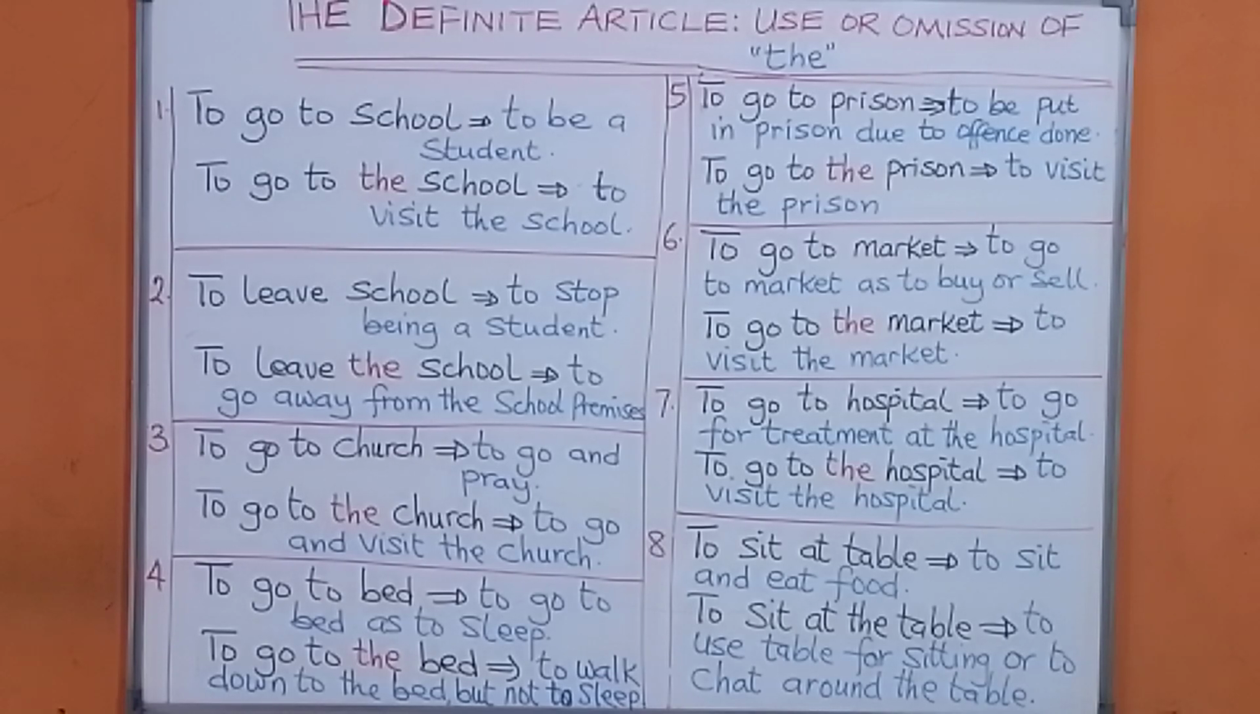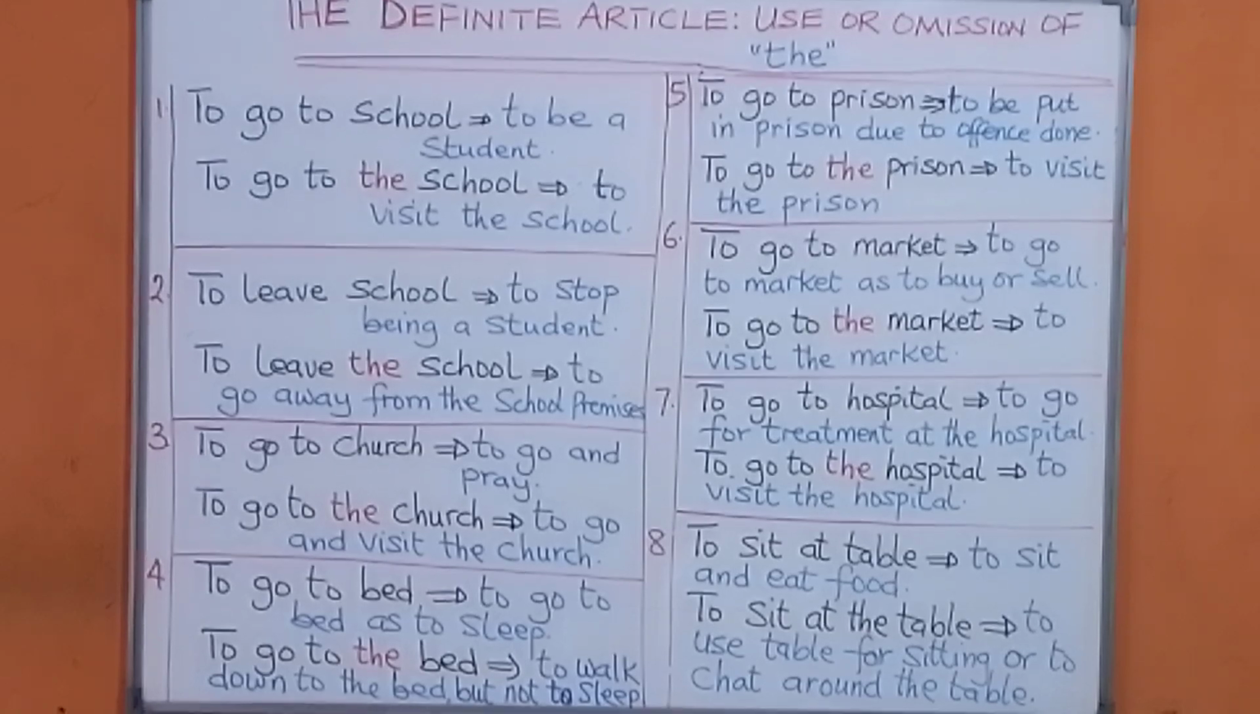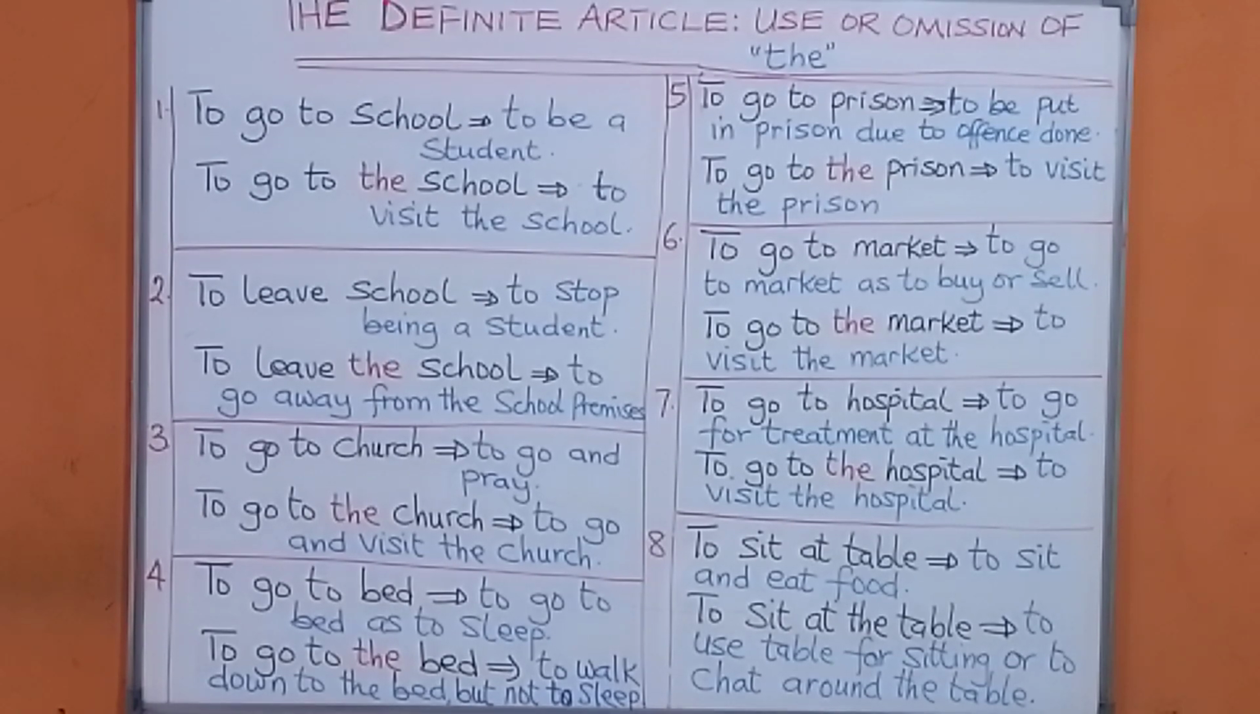To sit at table means to sit in order to eat. But to sit at the table means to sit around the table to chat, or to use the table for sitting. So that's that. You know the difference between using the article and omitting the article in English grammar.